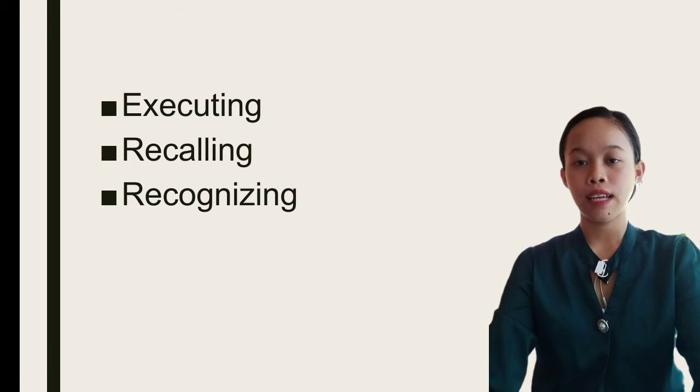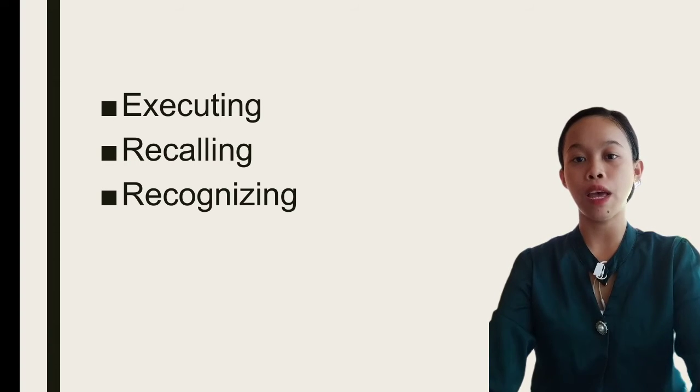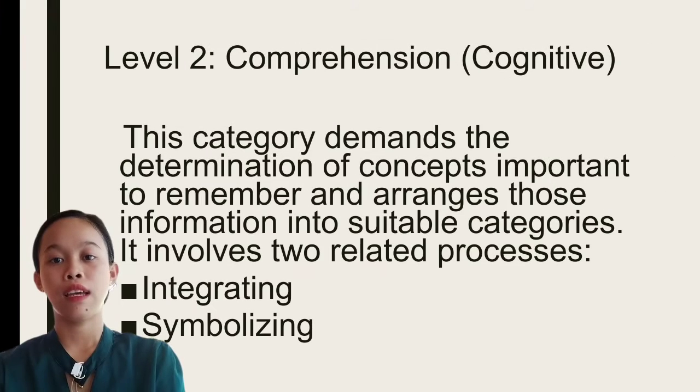Second, recalling. The students will be able to produce features of information, but not necessarily understand the structure of the knowledge or differentiate critical and non-critical components. And last, recognizing. Students recognize features of information but do not necessarily understand the structure of the knowledge or differentiate critical from non-critical components.